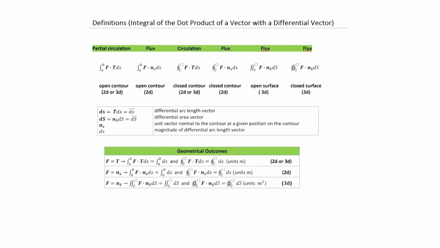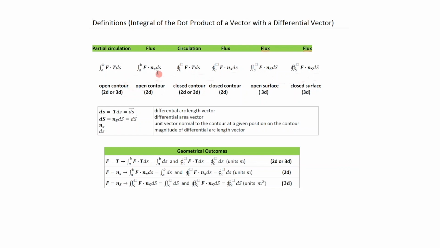Okay, so next thing to do is to look at various possible combinations of taking dot products between 2 different vectors, where one of the vectors is just that, a vector, and the other one is a differential vector. So if you look in the row here, you'll see t ds, n ds, t ds, n ds, N capital S dS, N capital S dS. So these are your differential vectors that you see here. Okay, so this is a differential length.